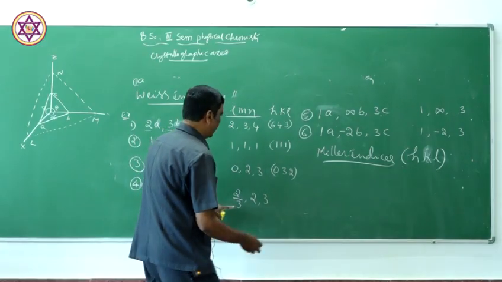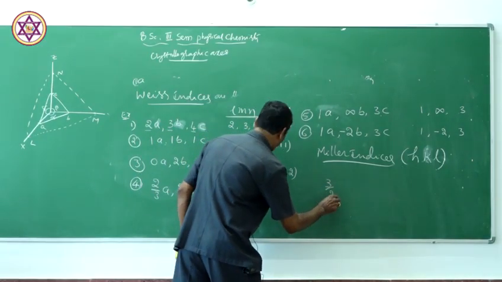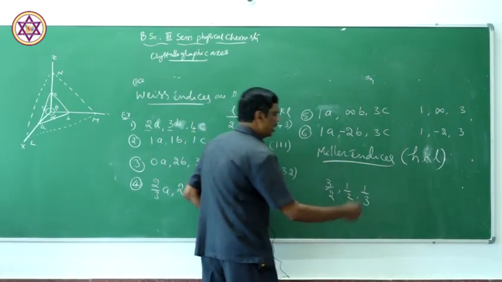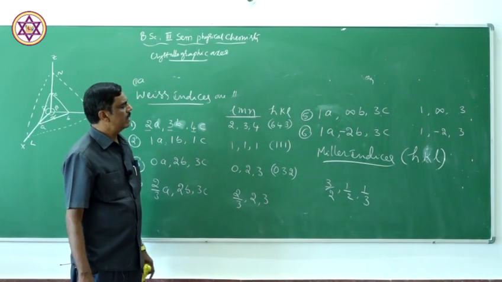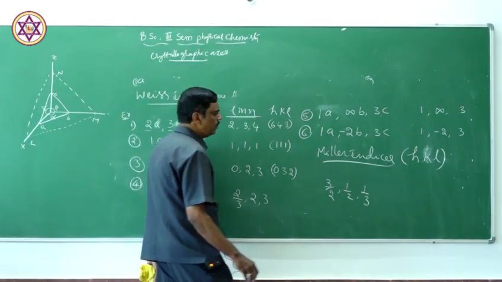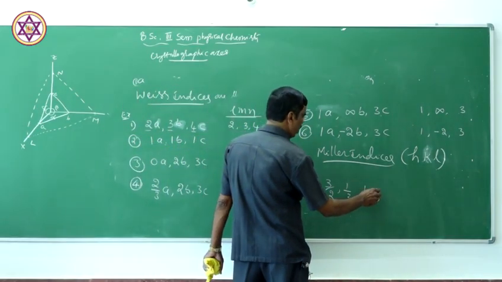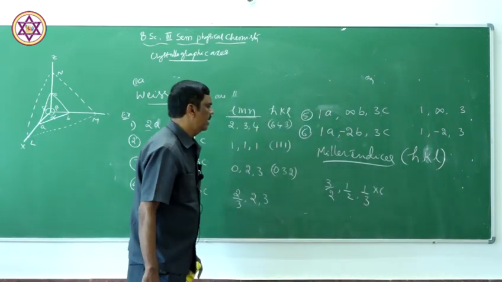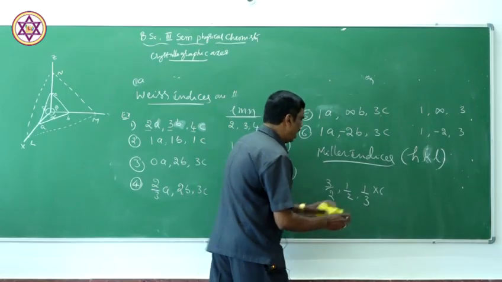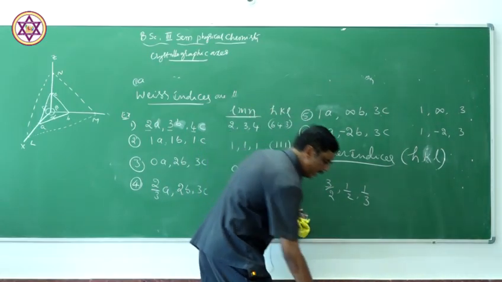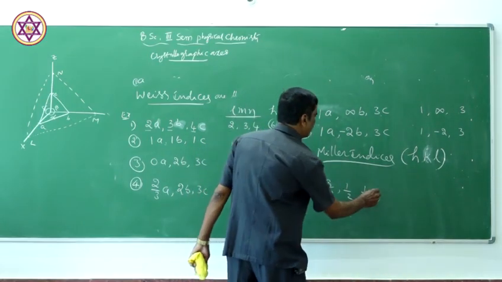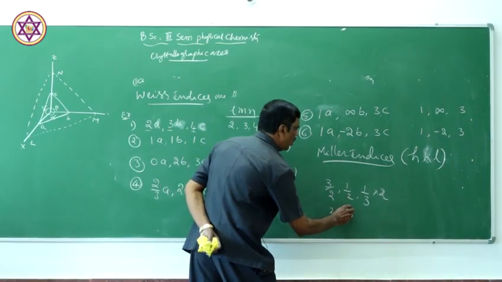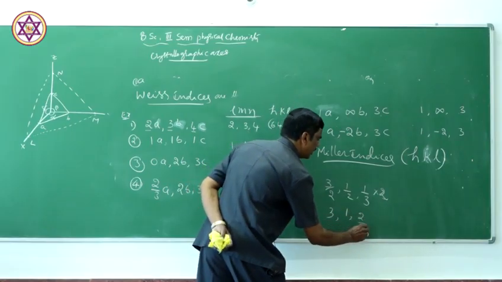The reciprocal of 2/3 is 3/2, the reciprocal of 2 is 1/2, and the reciprocal of 3 is 1/3. Convert that into a whole number. So, you multiply this by 6. Let us convert that in 2 steps. Now, you multiply this by 2. If you multiply this by 2, this becomes 3, 1, 2/3.